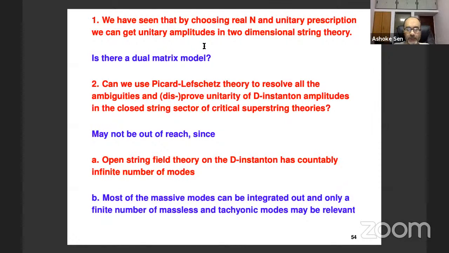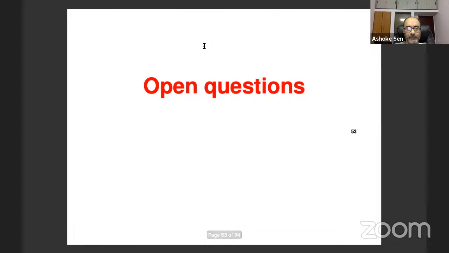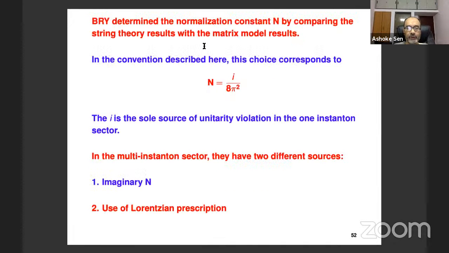Okay, so I don't know whether what I'm describing is really a fully consistent theory, right? All I have said is that if we choose the normalization constant n to be real, then at least the perturbation theory around the D-instanton seems to give a unitary amplitude. Whether there is actually a dual matrix model, of course, we don't know, right? So this n being real is an assumption in what you're saying? Yeah, because n is not computable, right? As I said, in the current understanding of string theory, n is not computable. I see. So we put the n in, right?